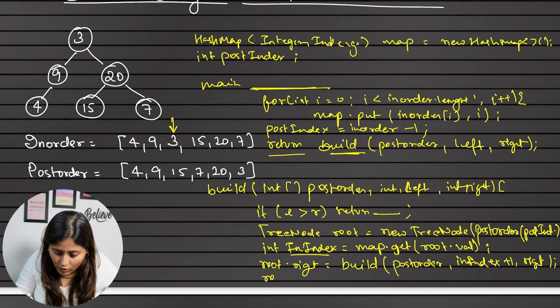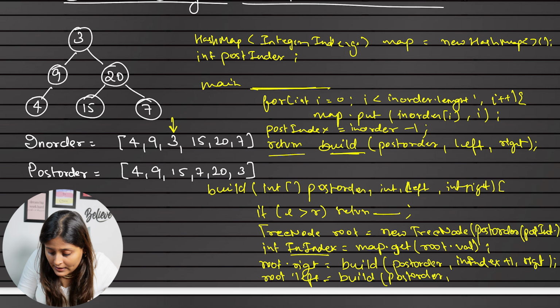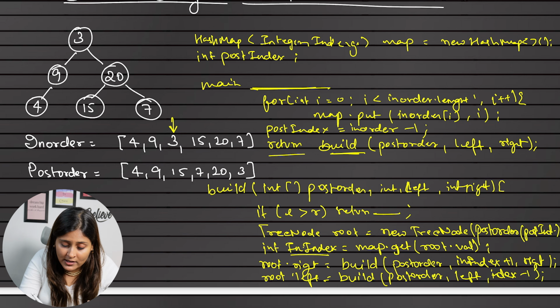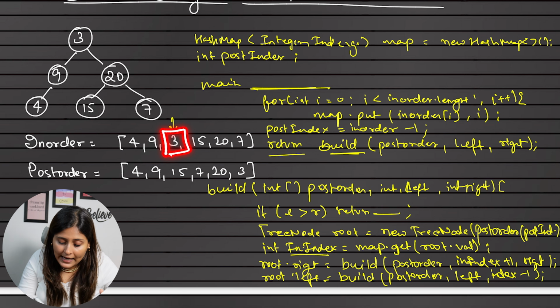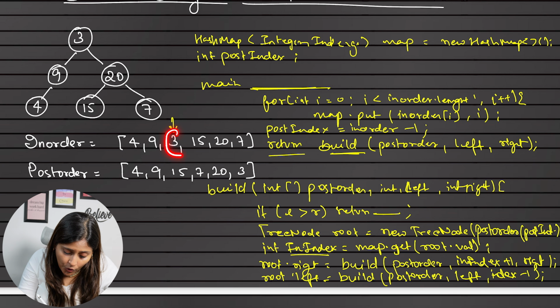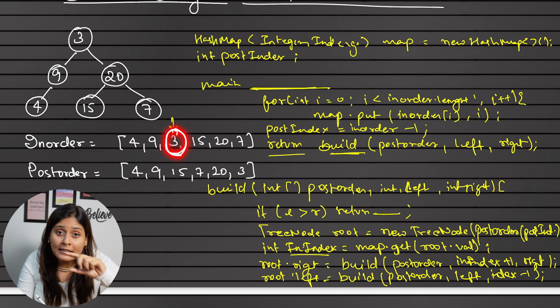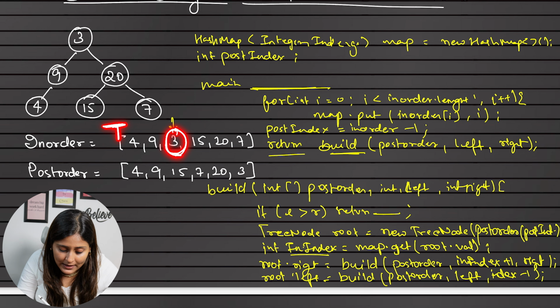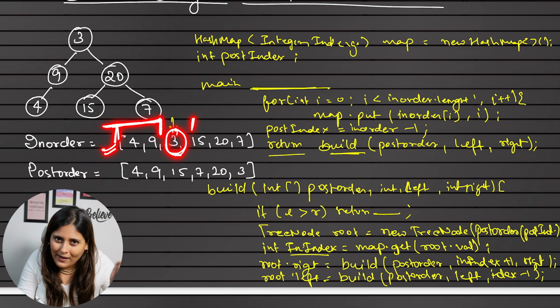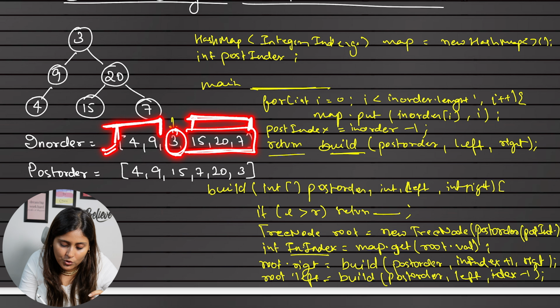Now after this only we'll call for root dot left. We'll call the same build function with the same post order. This time the left will be left and the right will be inIndex minus 1. Why not inIndex? Because inIndex was supposed to be root. Now we are going towards left side, so that index value cannot participate either in the left subtree or right subtree. So for the left side we have to start from the same left, till inIndex minus 1. And for the right side we have to start with inIndex plus 1 till the right index.